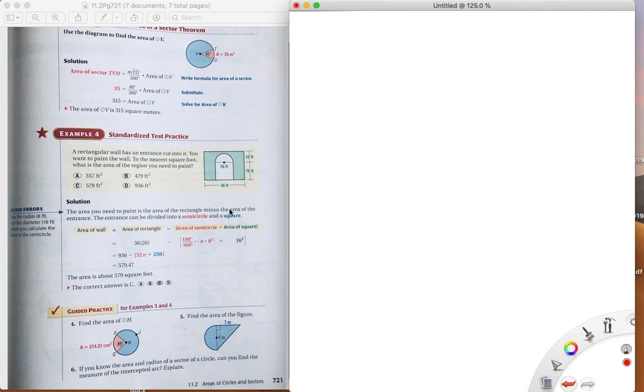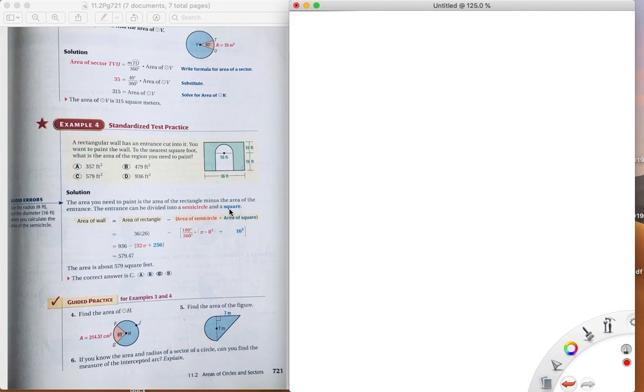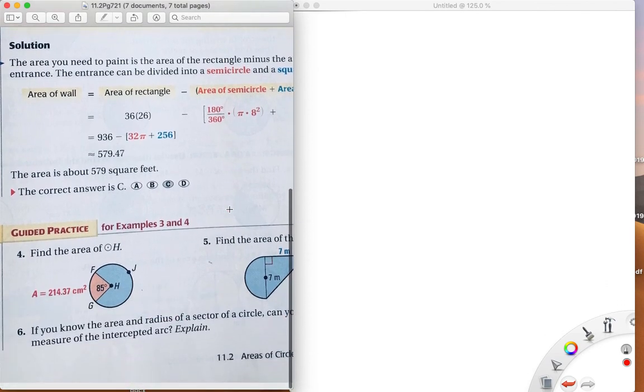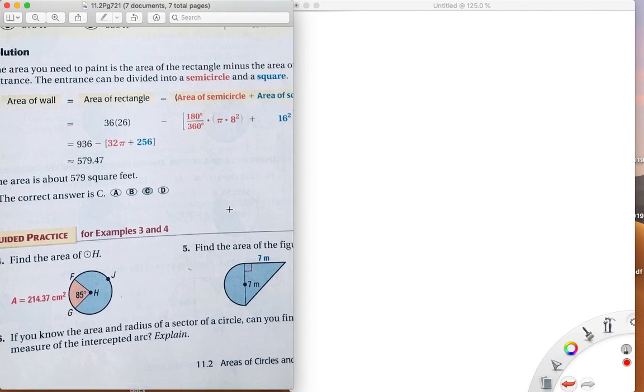So down here at the bottom, they give us a couple problems. They want us to find the area of circle H. They give us the area of the sector. They give us the arc length in degrees. So we have enough information.